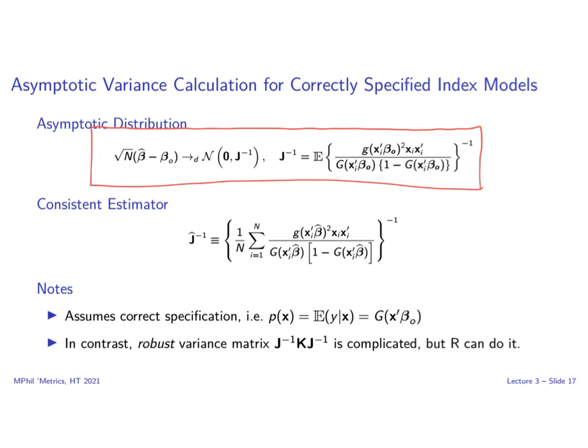Here all that I've done is substitute the specific value for J inverse in an index model under the assumption of correct specification into the general result for conditional maximum likelihood that I showed you earlier. It turns out that the following expression provides a consistent estimator of J inverse. And again, just to caution you that this calculation assumed correct specification. We may not want to do this in practice. If so, we can always fall back on the robust asymptotic variance-covariance matrix. It's a pain to calculate by hand, so I won't attempt it, but R can do it for us.